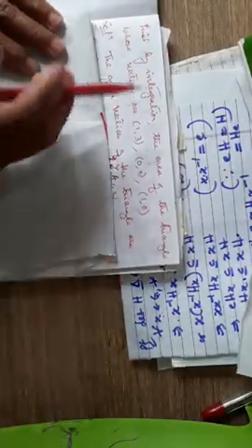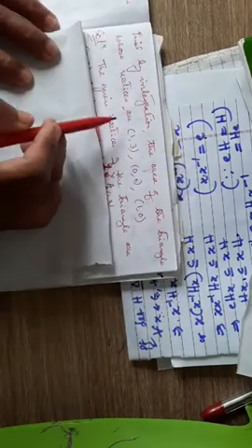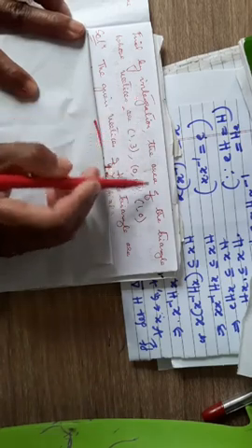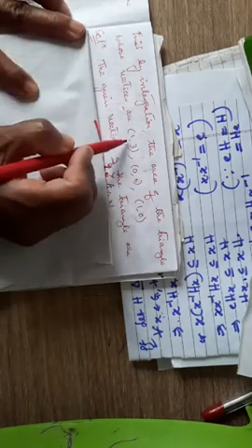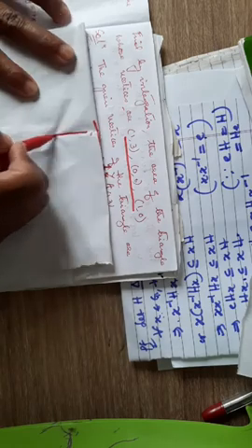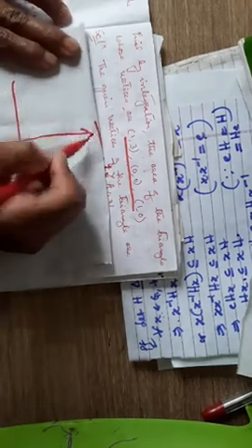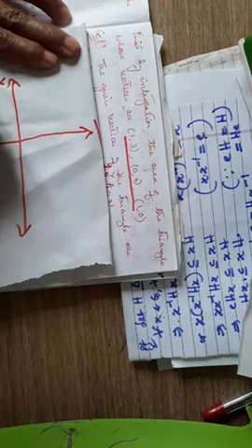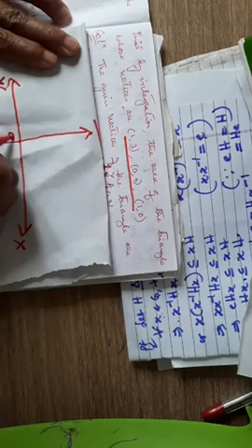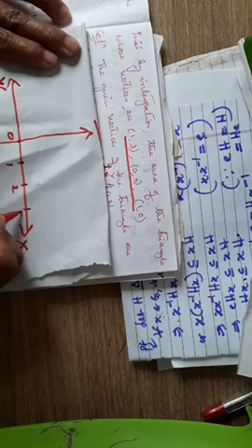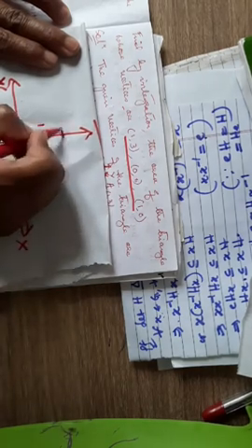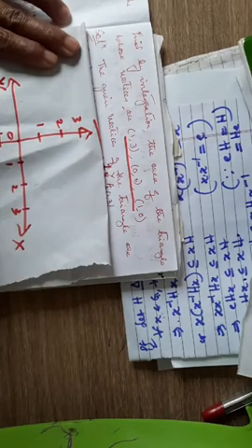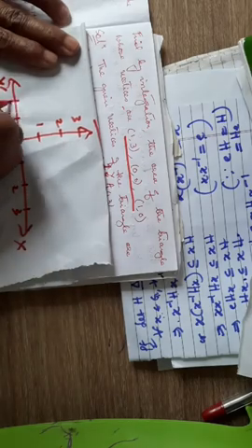Find by integration the area of the triangle whose vertices are (1, 3), (0, 0) and (1, 0). Here, it's given that the vertices of the triangle are these three. So first of all, what you need to do is again plot these vertices of the triangle in the xy plane. So this is the x-axis. Mark this point as 0, then 1, 2, 3. This is 1, 2, 3, minus 1, minus 2, minus 3, minus 1, minus 2.